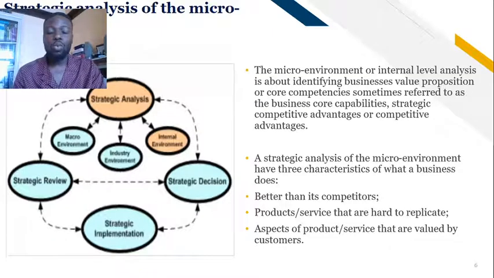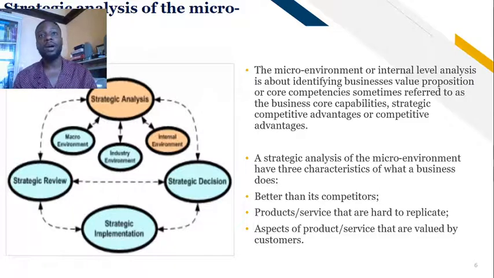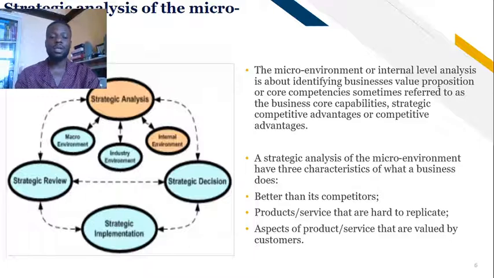Okay, so while we're doing a microenvironment analysis, this is generally just to identify the business's value propositions, which are generally the core competencies and competitive advantage, which allow a business to thrive in any market. And there are three different characteristics which define these: aspects where the organization is better than its competitors, products which the organization offers that are hard to replicate, and aspects of the product which any customer values.